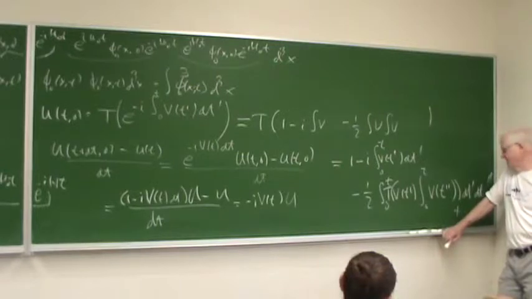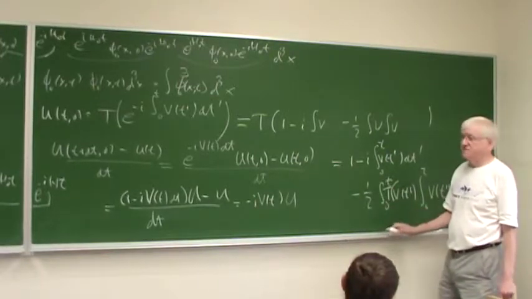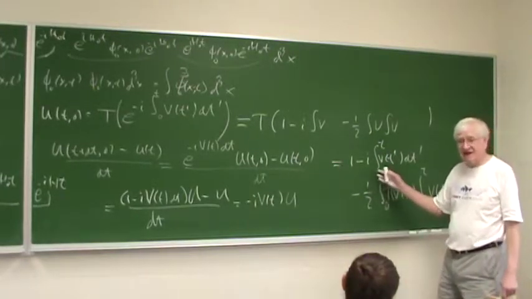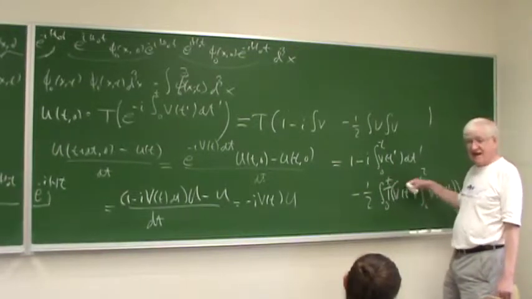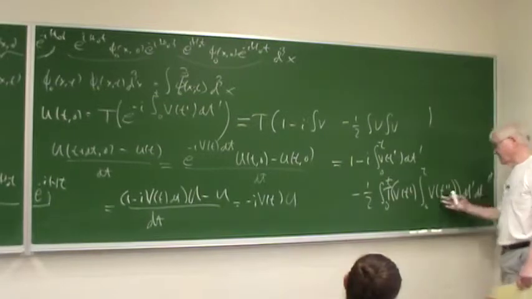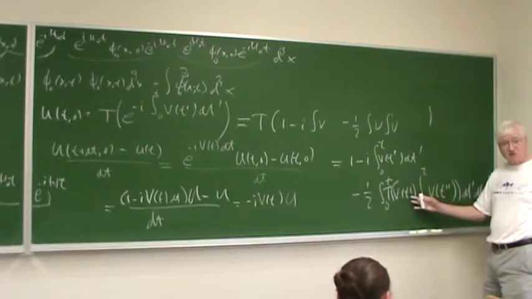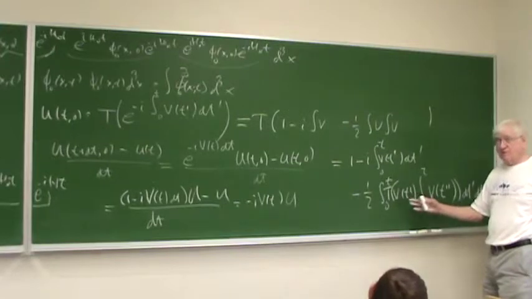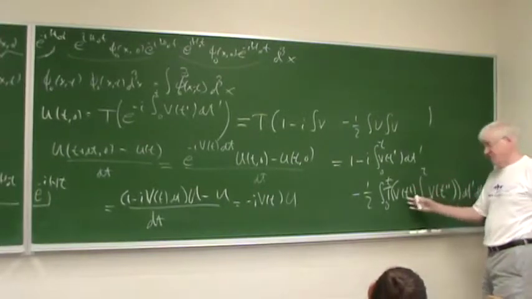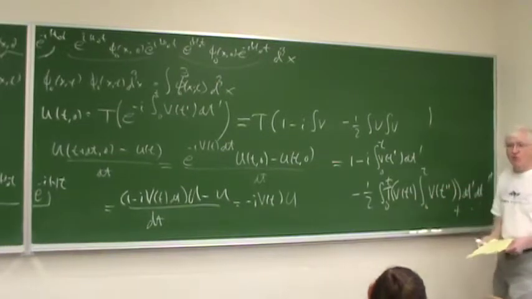And what you get in general is minus i to the n over n factorial, an integral from 0 to t n times the time-ordered product of the interaction Hamiltonian in the interaction picture, which is to say the interaction Hamiltonian with the free field time dependence, and then you integrate over all the times, but you preserve the time ordering.